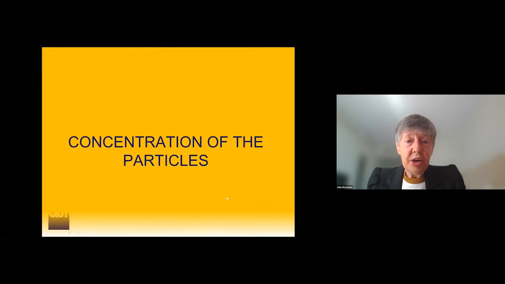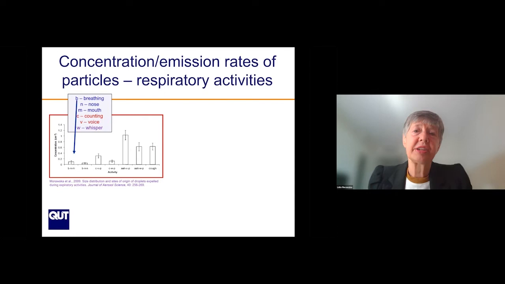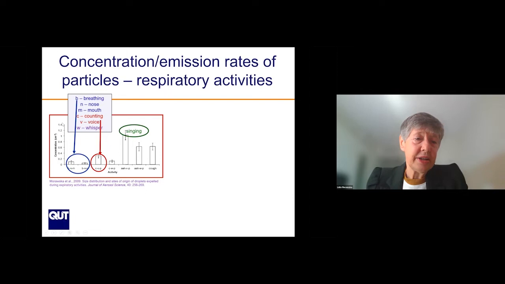Now, concentration of the particles in the air after we understand their size distribution. Concentrations are sometimes expressed as emission rates. Again, this is from the first study which I mentioned. We've got the activities, including breathing through nose and mouth, counting, voice, whisper, and then concentration on the vertical axis. First of all, we can see that all respiratory activities contribute to particles, but breathing the least. On the other hand, we breathe all the time. What contributed the highest concentration was what we were able to reproduce in this study.